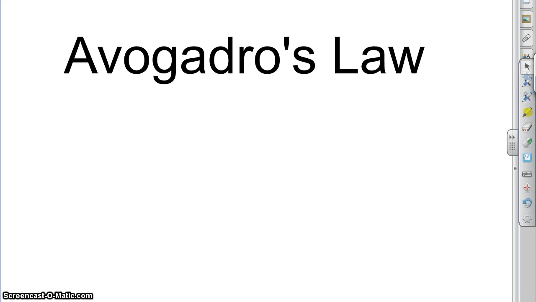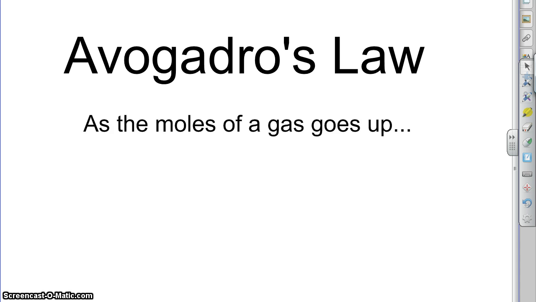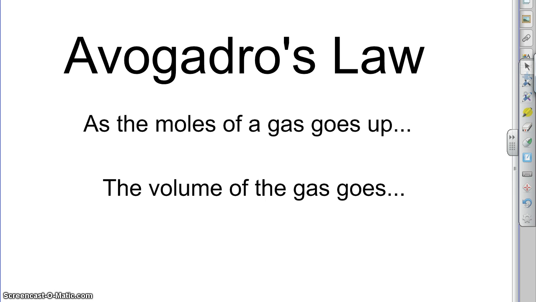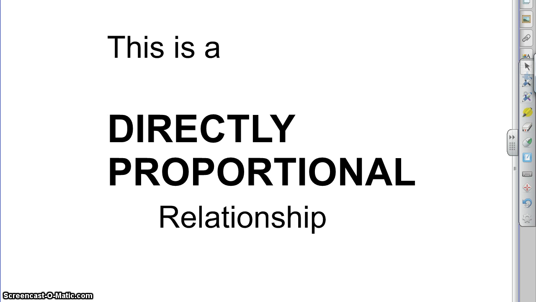Avogadro's law is a gas law that relates the number of moles of a substance in a gas to the volume of the gas. It's fairly obvious. You can just picture a balloon getting blown up. As you increase the number of moles, the volume of the balloon will get bigger. Moles goes up, volume goes up, so we have a directly proportional relationship.